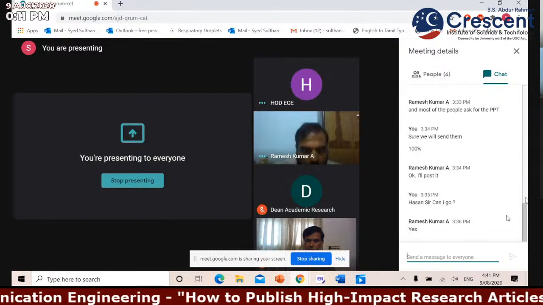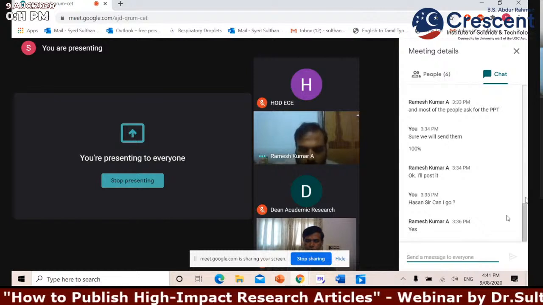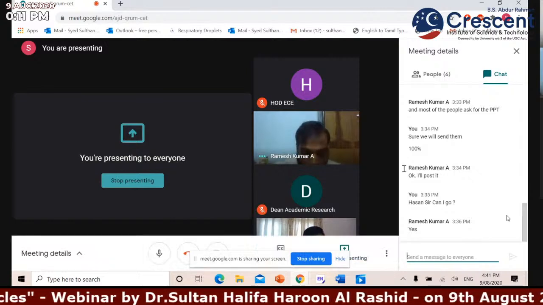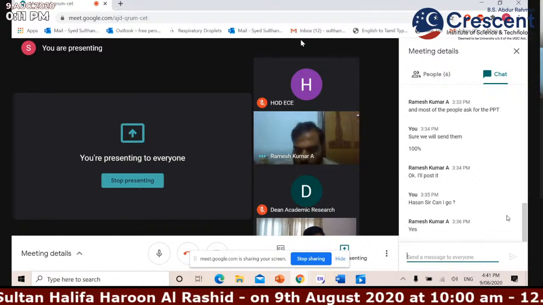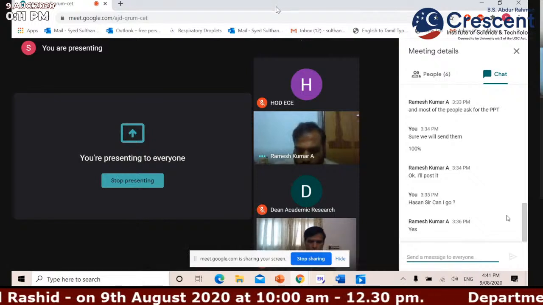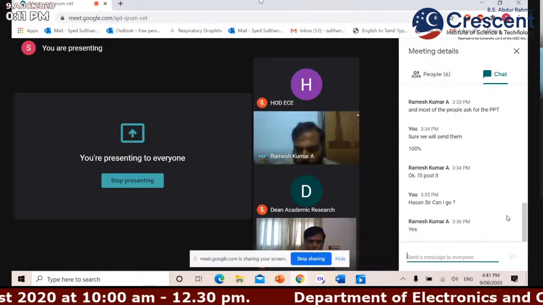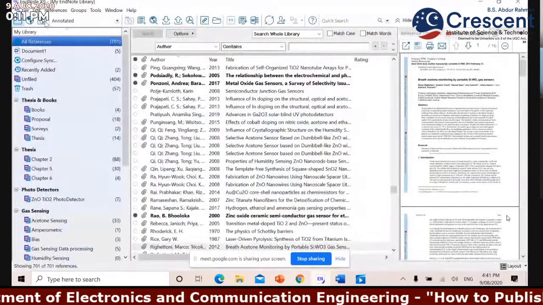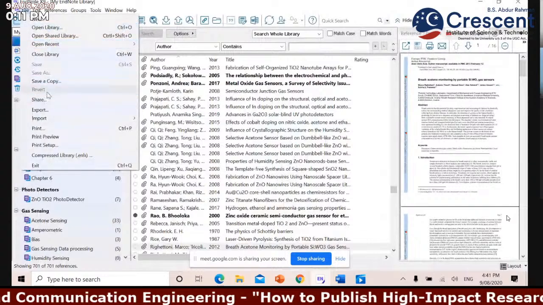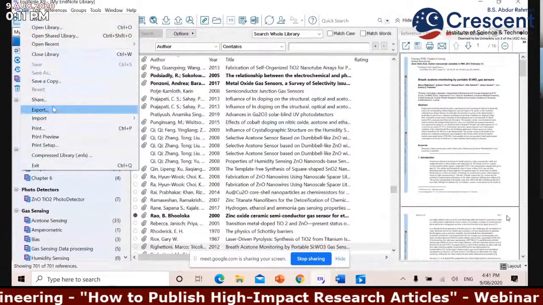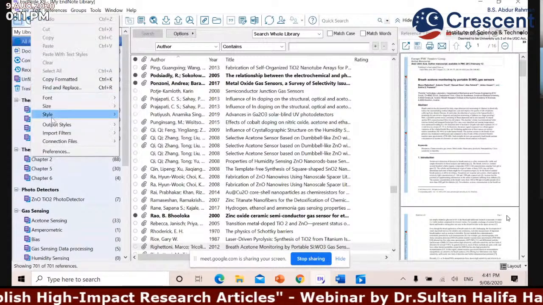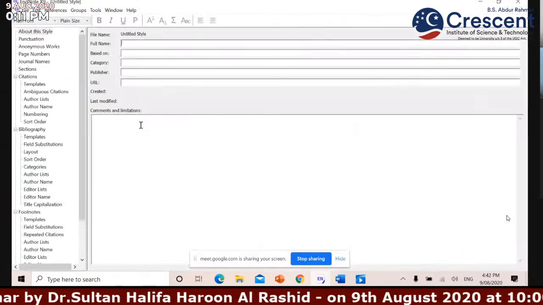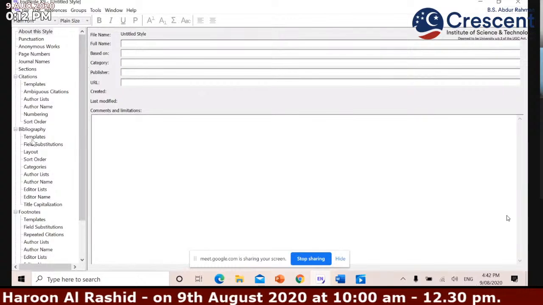So when you download Mendeley and EndNote, there are different styles available for every journal. It has almost every single journal from every single field that exists. You can download that style and add it into your Mendeley or your EndNote. I'll show you that. When you go to edit, then styles, new style, you can add all the styles into it.